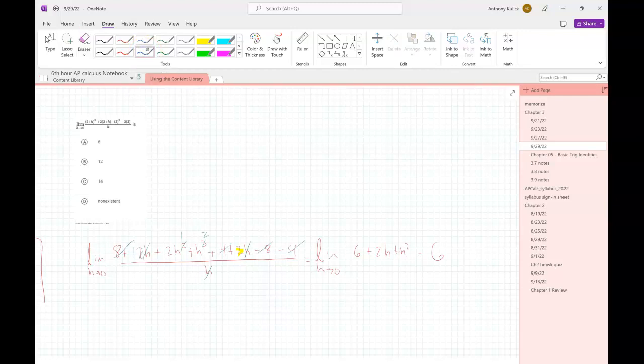That should be 12, and that one should be 6. Sorry, I forgot the coefficients. I gotta write this all out. 12 plus 2... oh no, sorry, I put that's supposed to be 14 there. So 12 plus 2 is 14.